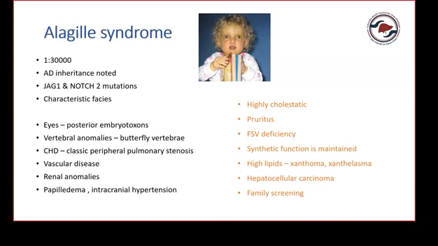High lipids, xanthoma, xanthelasma is very characteristic. They may develop hepatocellular carcinoma. Family screening is important as it is an autosomal dominant disease.